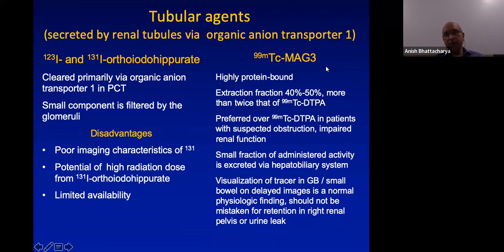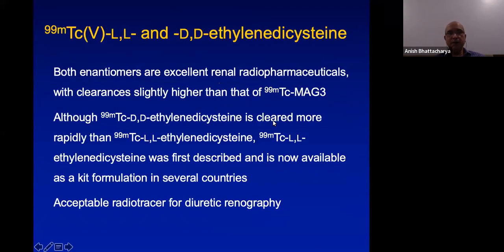These are protein-bound agents. MAG3 especially is highly protein-bound. Extraction fraction is 40 to 50%, which is more than twice that of technetium DTPA. A small fraction will be excreted by the hepatobiliary system, giving you visualization of the gallbladder or small bowel in the delayed images. This is also seen sometimes with technetium EC, but more with MAG3. If you have a patient with suspected obstruction or impaired renal function, MAG3 and EC are the preferred agents.